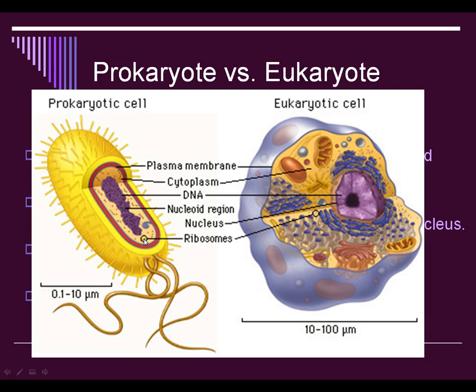Some of the organelles that bacteria do have are ribosomes, and this is important because you know that ribosomes build proteins, and bacteria need proteins just like eukaryotic cells. The last thing I have here is that prokaryotic cells reproduce by binary fission, and eukaryotic cells reproduce through mitosis. That's it.